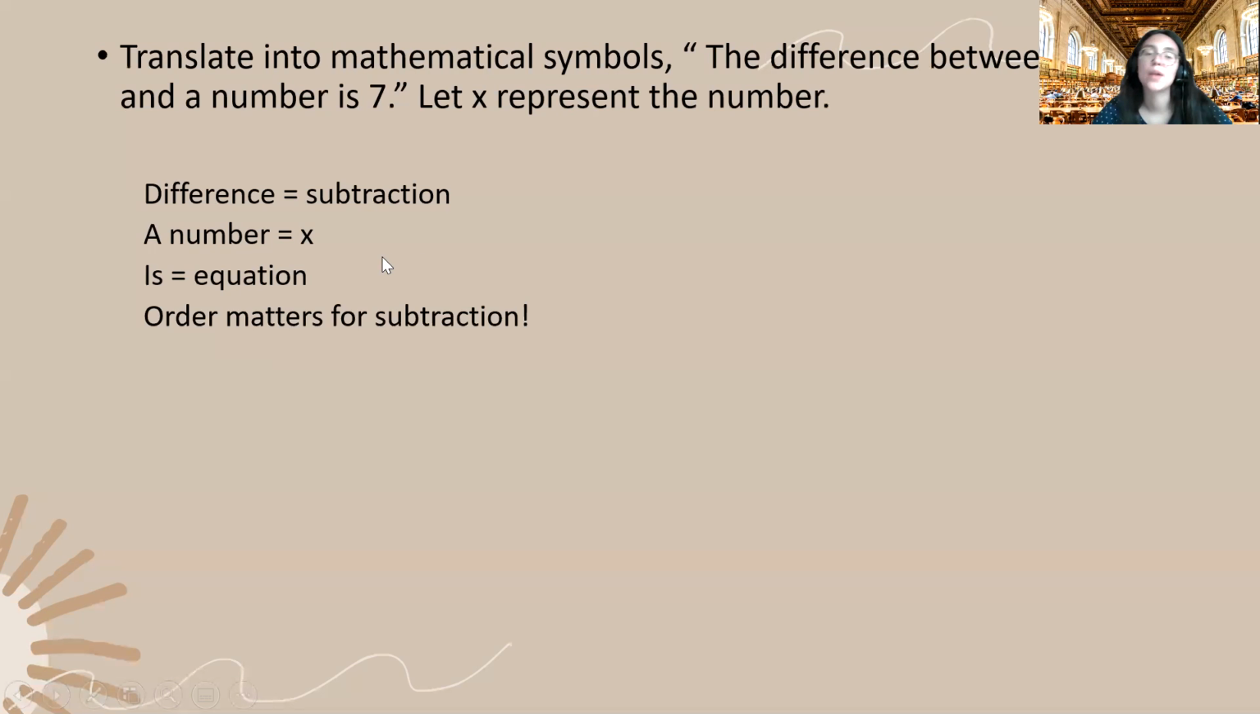So remember that order does matter for subtraction. So we have to really be attentive to how it's written because we can get a different answer. So we would write 13 minus x is equal to 7. Notice how this separates this and this side. So we have the difference of a number is 7. Okay.